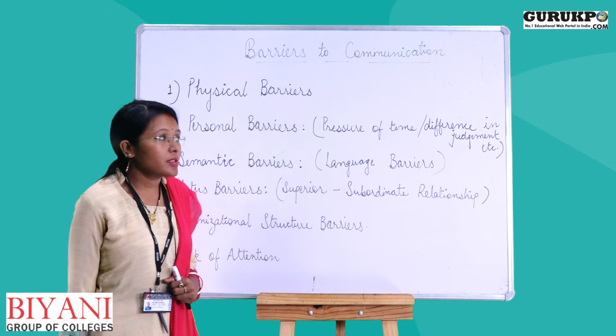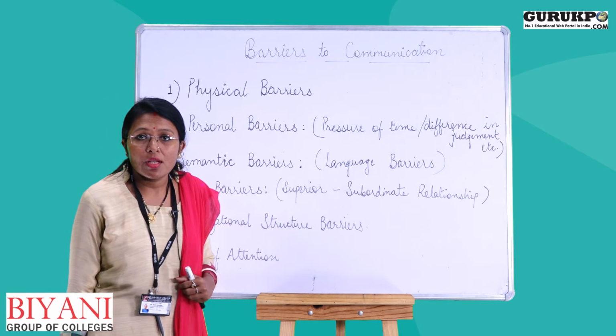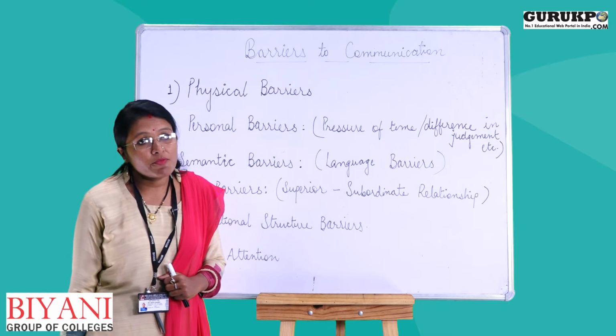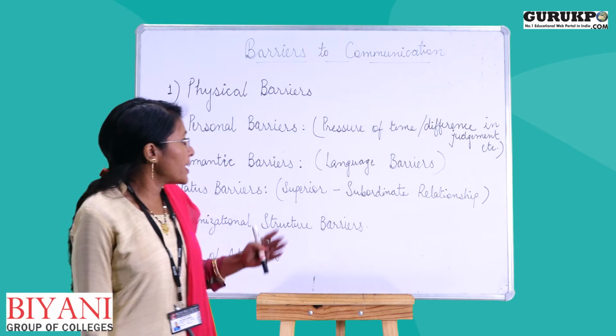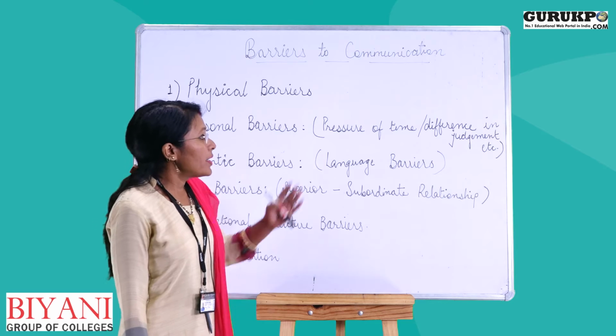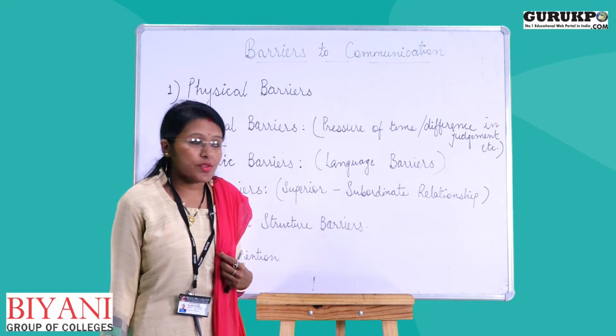The second barrier is personal barriers. In personal barriers, there are some important points which might be in the mind of the sender as well as in the receiver. For example, pressure of time, differences in judgment, etc.